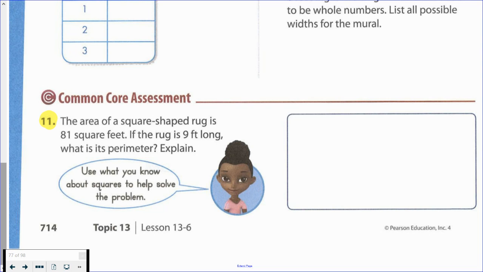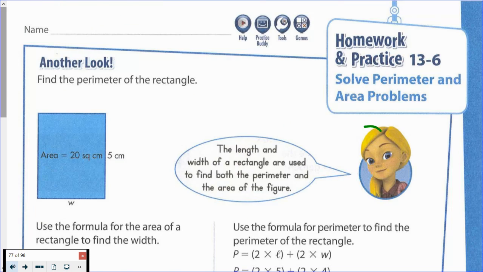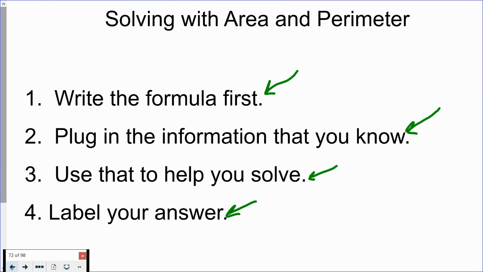Remember, if you need help, take advantage of your teacher's office hours or leave a comment in the math assignment so that way your teacher knows that you're really stuck and you need help. Just remember the steps. Write the formula, plug in the information that you know, use that to help you solve, and make sure you label your answer. You can do this, 4th grade. You've got this.